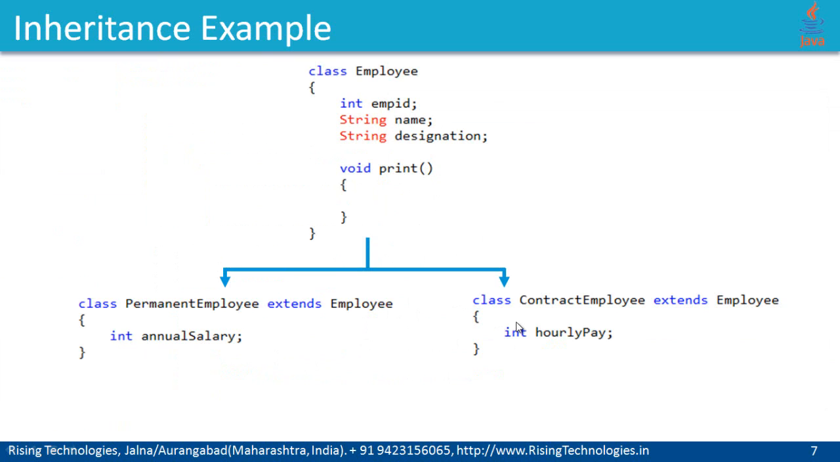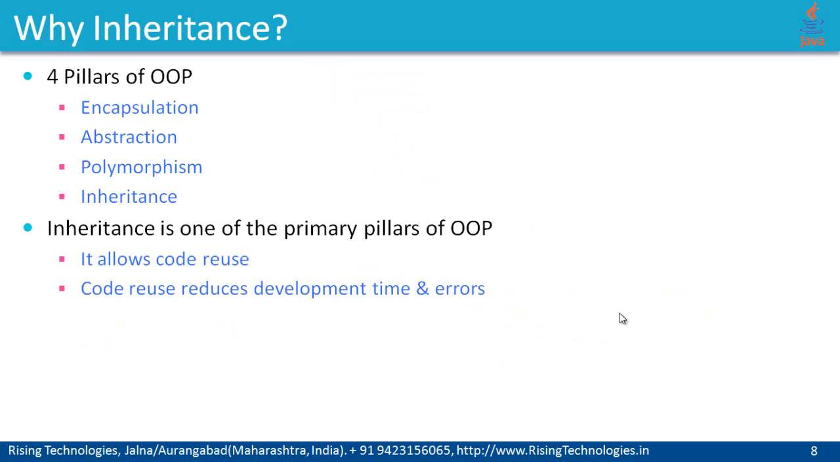Now if I want to make any kind of maintenance to this class hierarchy, suppose I want to add one more field, that is gender, all I can do is add that property over here. So via inheritance, that field or that property will be a property of the permanent employee as well as the contract employee. Now, why inheritance? We have just seen that inheritance allows us to reuse the code, and code reuse reduces development time as well as errors.